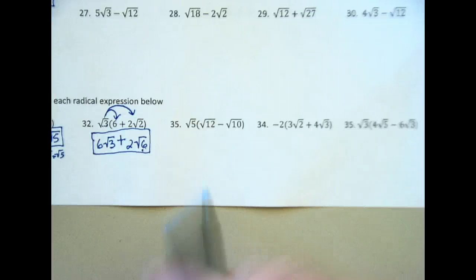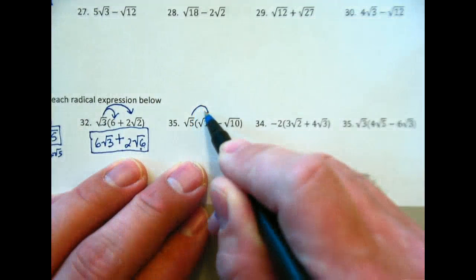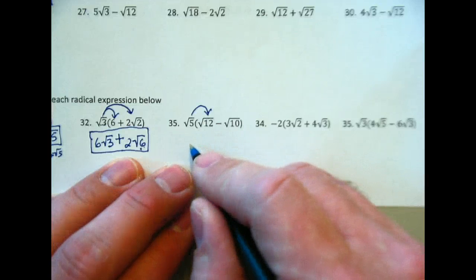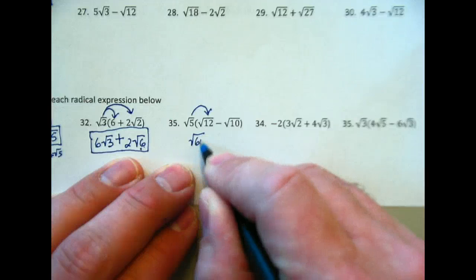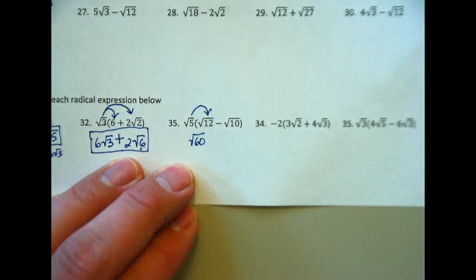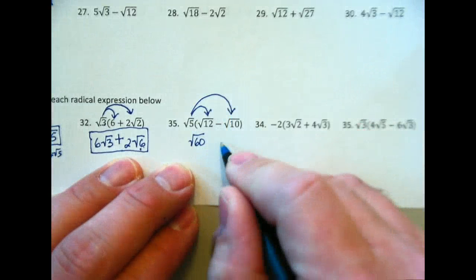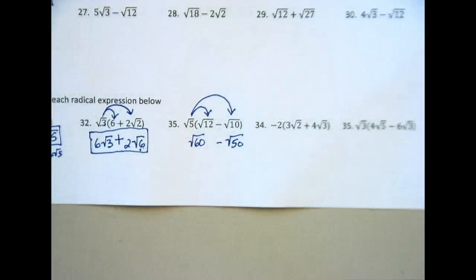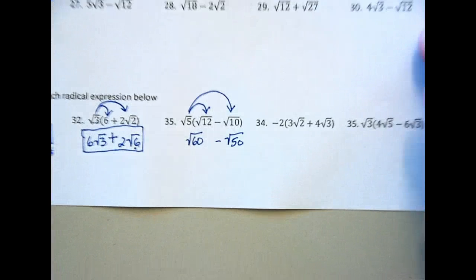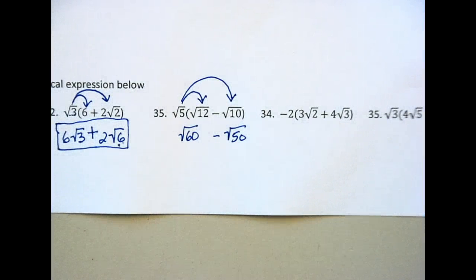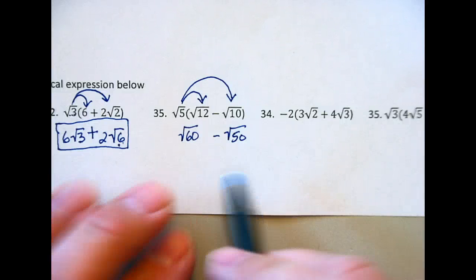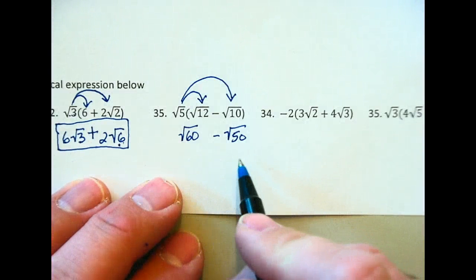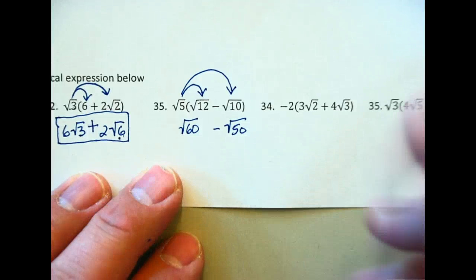All right. A couple ways to do number 35. If you multiply it first, what do we get there? Root 60, yeah. Okay. And root 50. Okay, tell your neighbor what you can do there. Okay, am I allowed to just subtract? Can I do root 60 minus root 50? Why not?